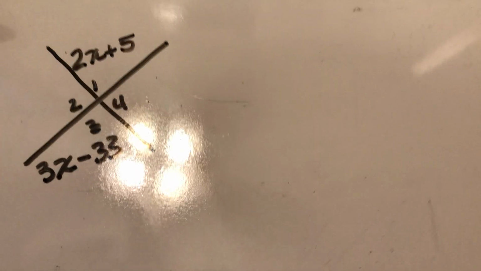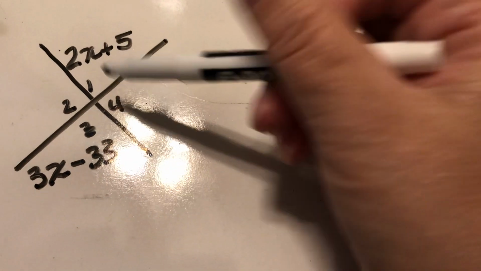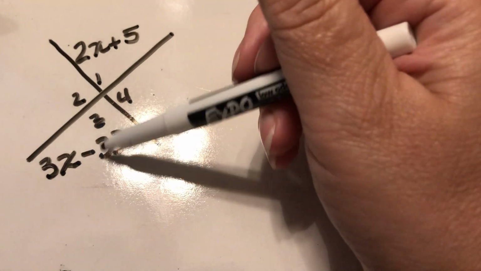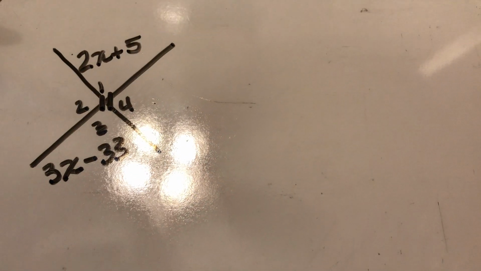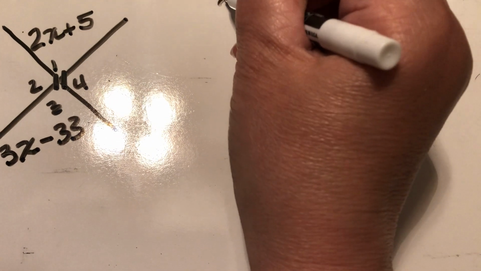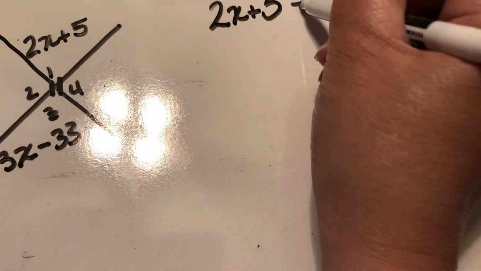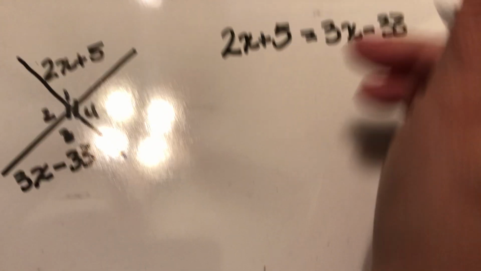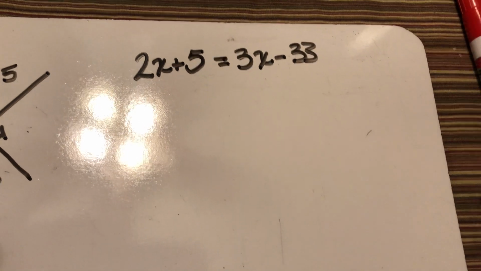Okay. Looks a little more complicated because we have two algebraic expressions. But we know 1 and 3 are vertical angles, so that means they are equal to each other. I'm going to put my little equal sign right there. So all I'm going to do is take 2x plus 5 equals 3x minus 33.